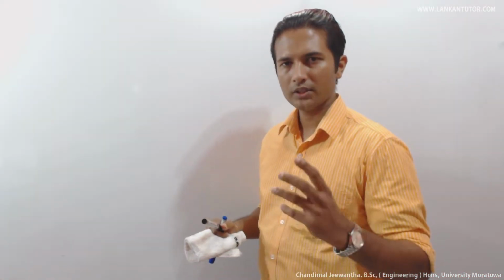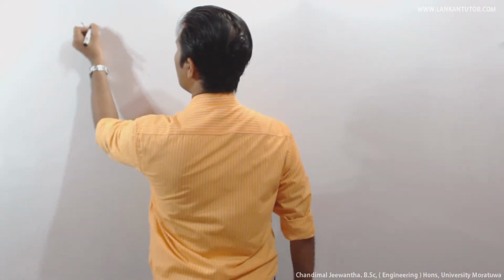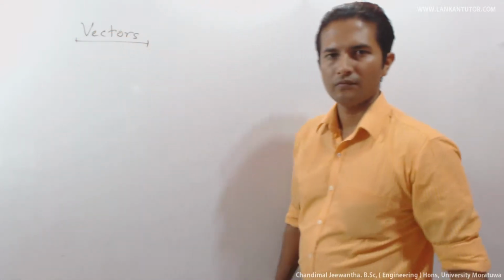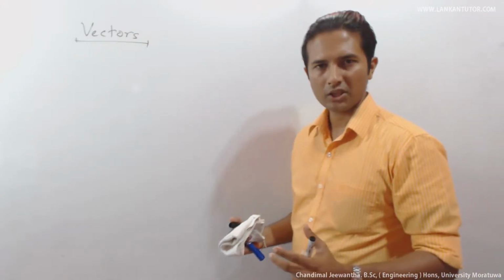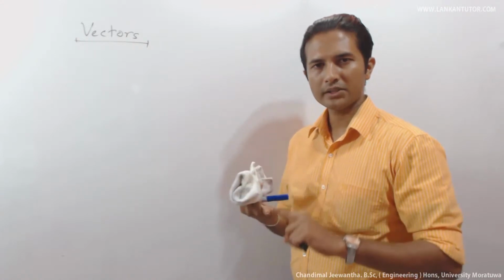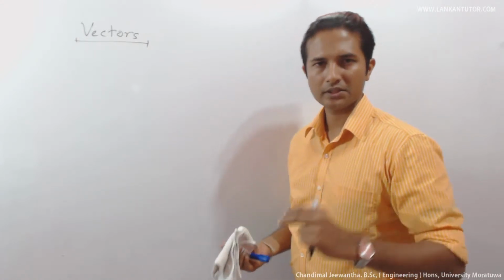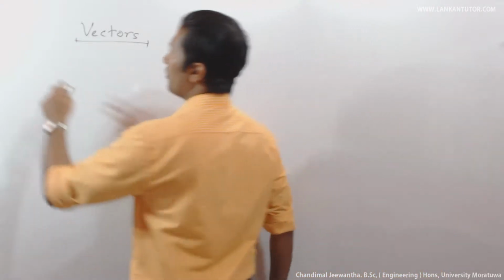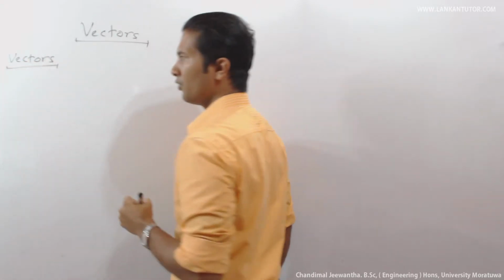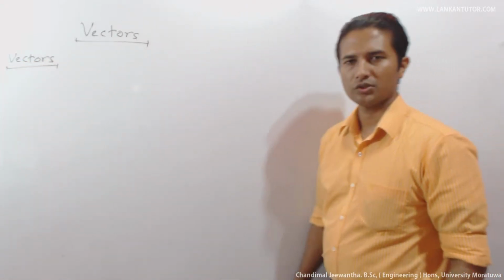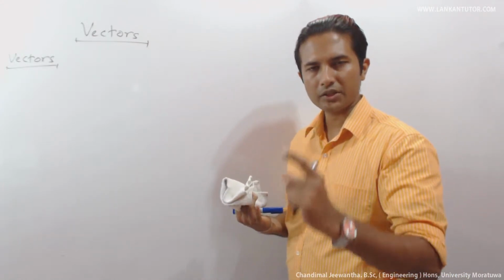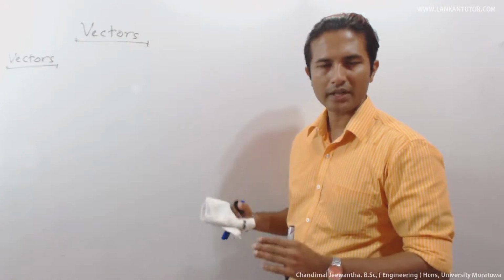Now we can move on to the vectors. Considering physical quantities, there are two main parts. One is vectors, the other one is scalars. What are the vectors? A vector quantity, which has both direction and magnitude, is known as a vector.